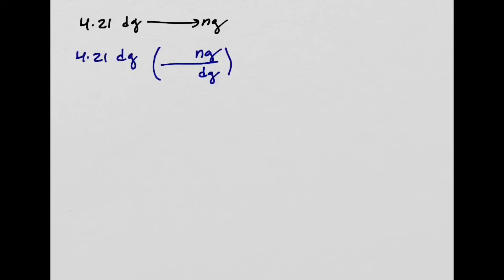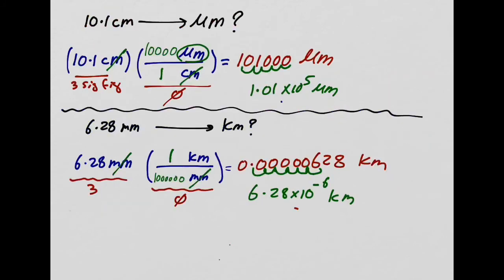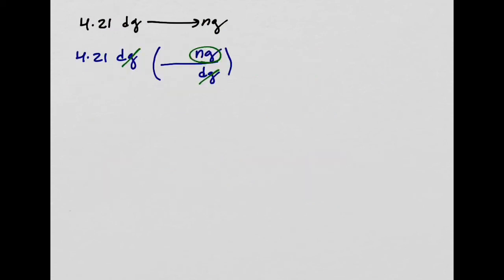Okay. So this is cool because the deci would cancel out. I end up with nanogram. Which one is a larger unit, deci or nano? You can come over here. It's okay to cheat right now. So here's my nano and here's my deci. Deci is a larger unit, right? You put a 1 next to the larger unit. Okay, we put a 1 next to the larger unit.